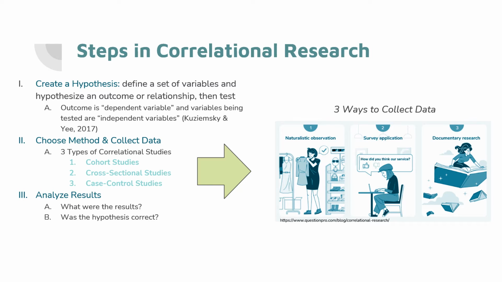A cross-sectional study design is a type of observational study design where the investigator measures outcome and the exposures in the study participants at the same time. A case-controlled study is a study design that compares two groups of people, those with a disease or a condition under study, the cases, and a very similar group of people who do not have the disease or the condition, the controls. Afterwards, the results are analyzed. What are the results? Was the hypothesis correct?